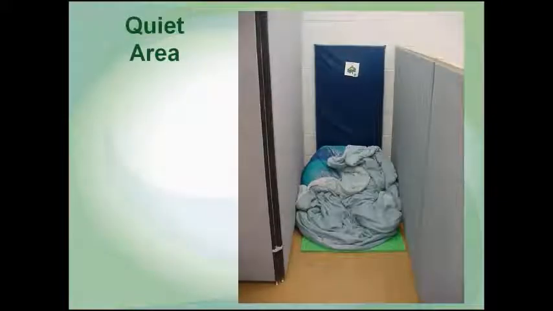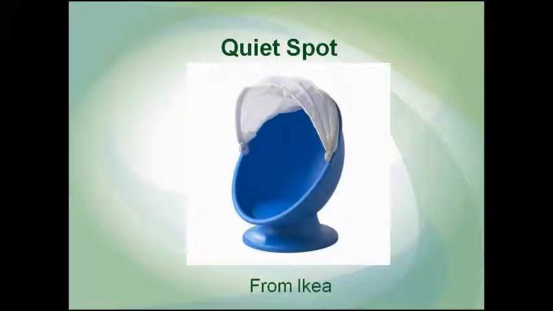Here's a couple pictures of some quiet areas. Yeah, and usually most of the quiet spots are pretty bland, all right? It's not like there's very much stimulating. This is pretty basic, a beanbag in the corner with a weighted blanket, just in the corner of the classroom. This is a cool little chair. The IKEA company makes this chair.